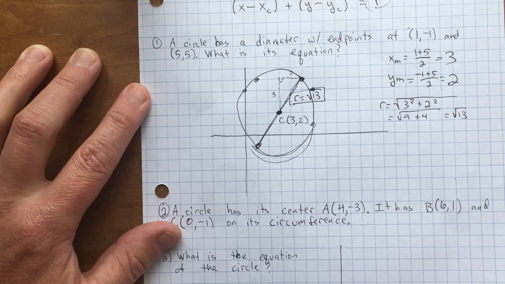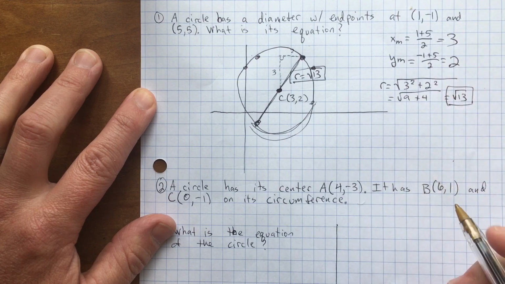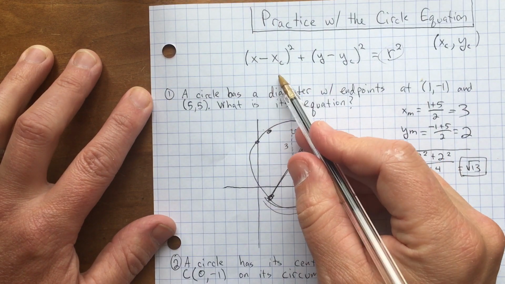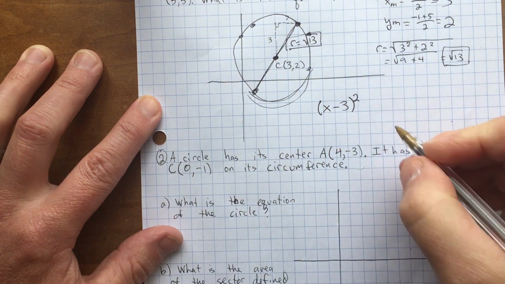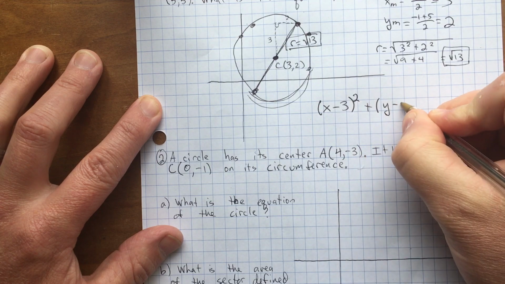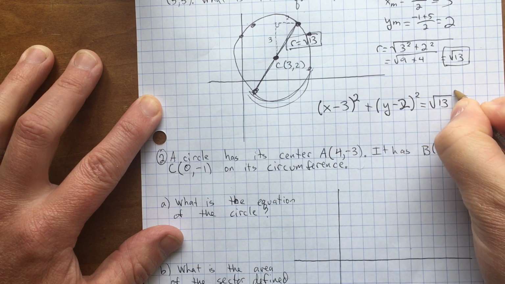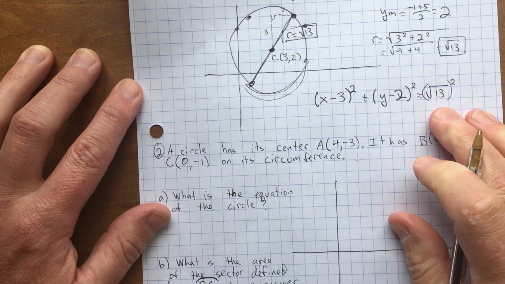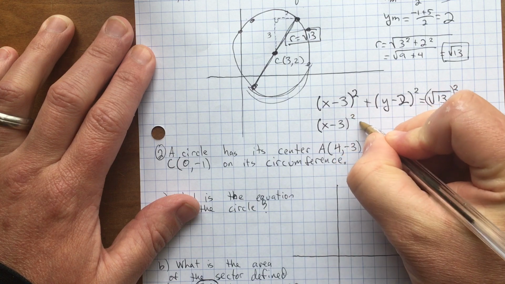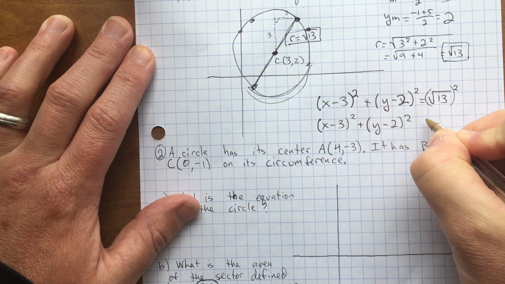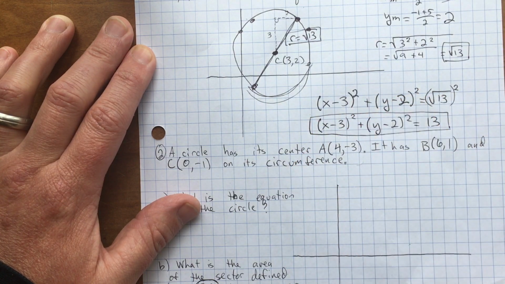If I need to write the equation, though, now I have enough information because I know the radius is the square root of 13, and I know that the center is at 3, 2. So I go back to this, and it would be x minus the x coordinate of the center. So x minus 3 squared plus y minus the y coordinate of the center, so y minus 2 squared, and that would equal the radius squared, the square root of 13 squared. You know what, though? The square root of 13 squared is 13. So why would I write it like that when I could just write 13? That's the equation of that circle. X minus 3 squared plus y minus 2 squared equals 13.